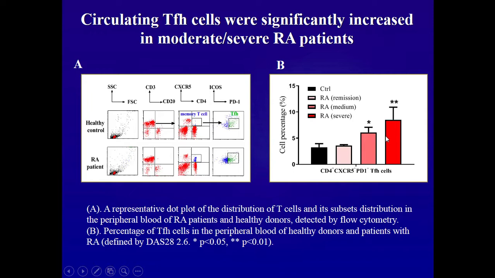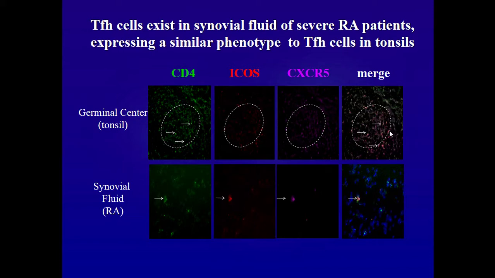And then we also checked the T follicular helper cell in the synovial fluid. So we get two synovial fluid samples from the RA patient. For positive control, we use the tonsil and cut slides to check their germinal center and then stain T follicular helper cell. You can tell the top row is germinal center in the tonsil, and the bottom is synovial fluid in the RA patient. So we can see the existence of the T follicular helper cell in the severe RA patient, which does not exist in the healthy donor.